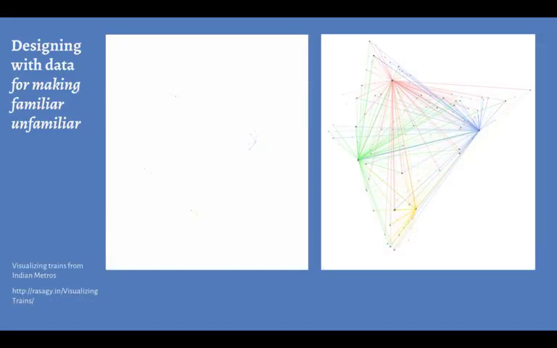So here's another project that I had worked on. This visualizes railway connections from four major metros in India, that is Delhi, Bombay, Chennai, and Kolkata, to the rest of the country. And it became an interesting piece to talk about how the rest of India is connected to these major metros.